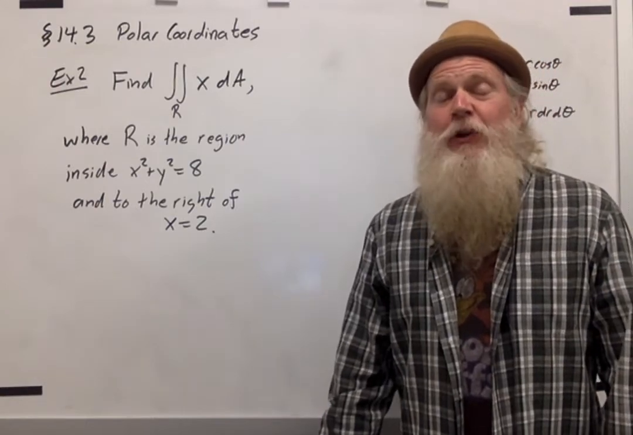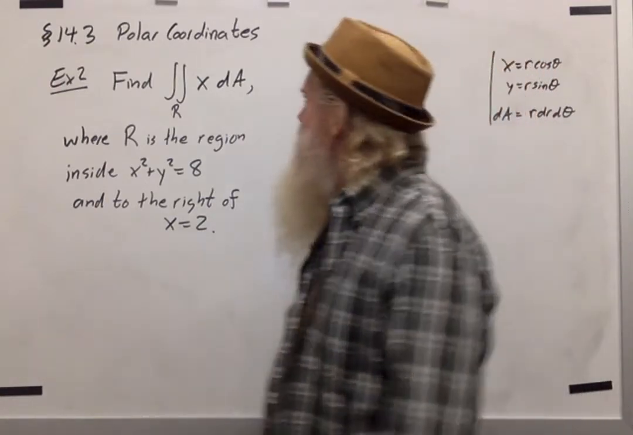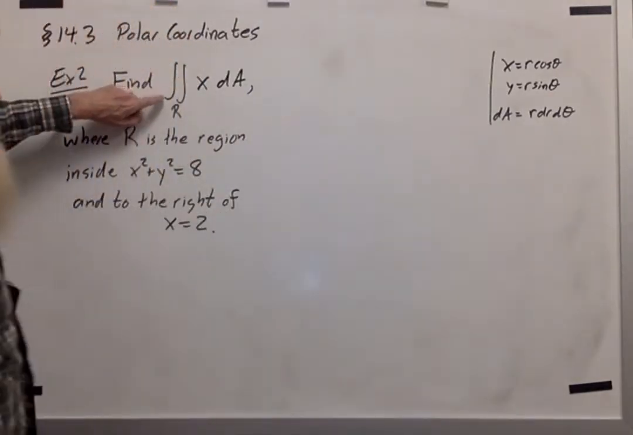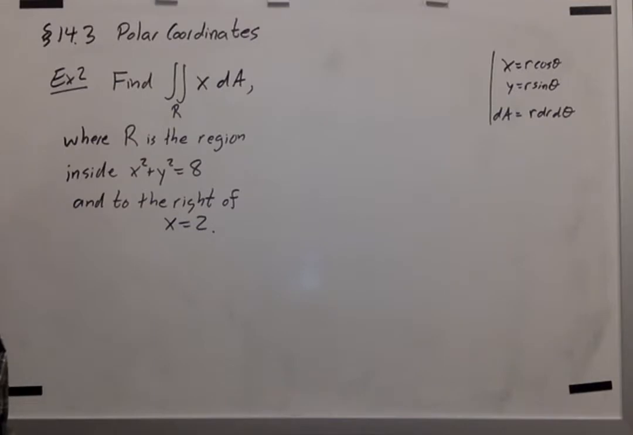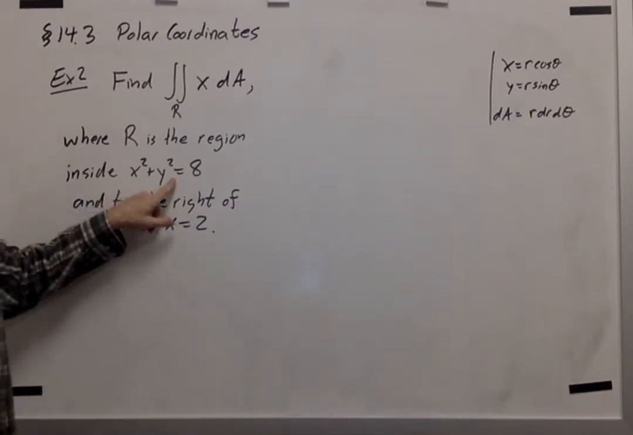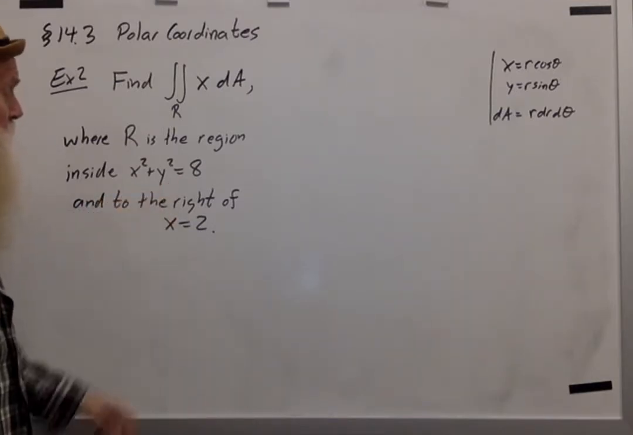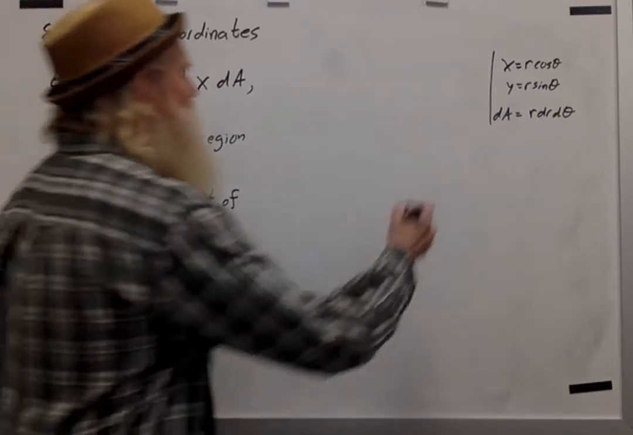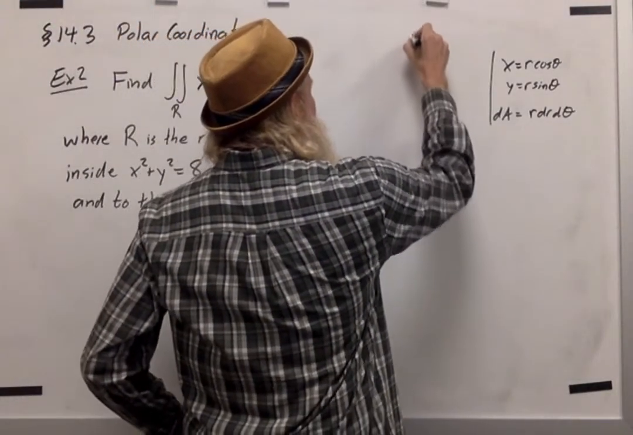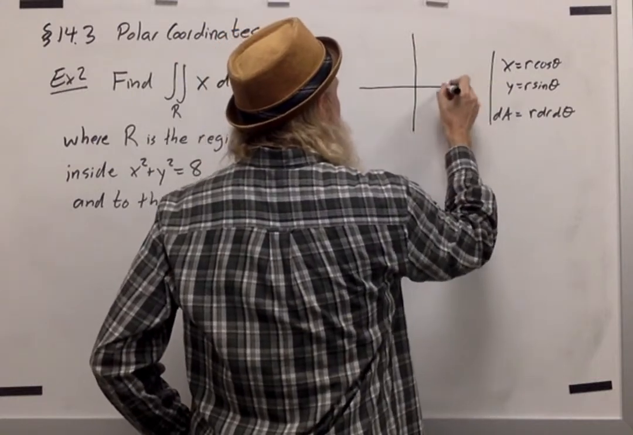Now let's look at a problem that's a little bit tougher. Let's see if we can find the double integral over R of x dA, where R is the region in the xy plane inside the circle x squared plus y squared equals 8, and to the right of the line x equals 2. You might recall that we've looked at this example already.